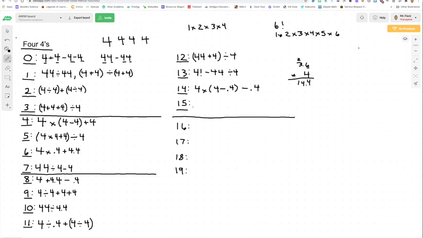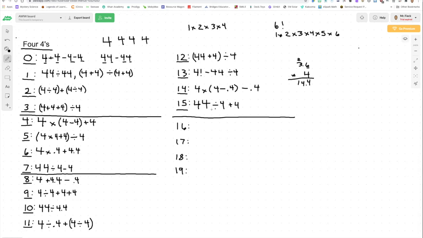And for 15, I came up with 44 divided by 4 plus 4. So 44 divided by 4 is 11, plus 4 would give me 15. So there's a solution for 12, 13, 14, and 15.